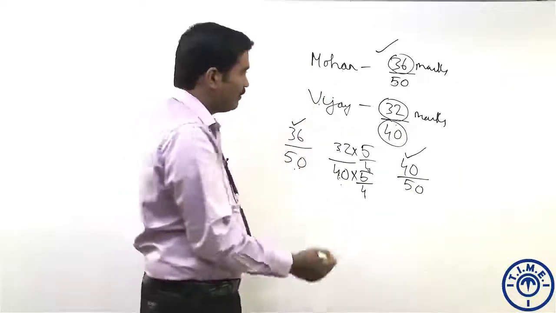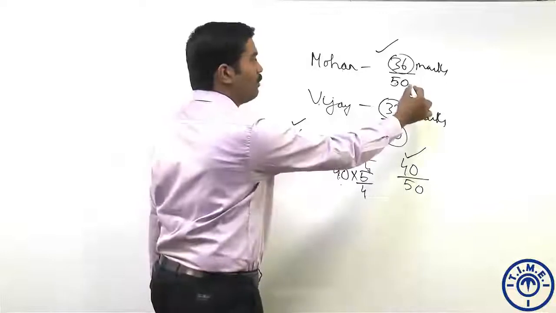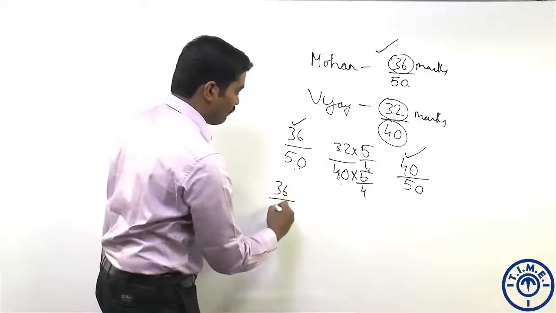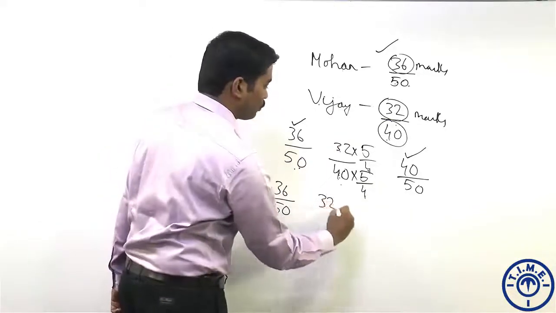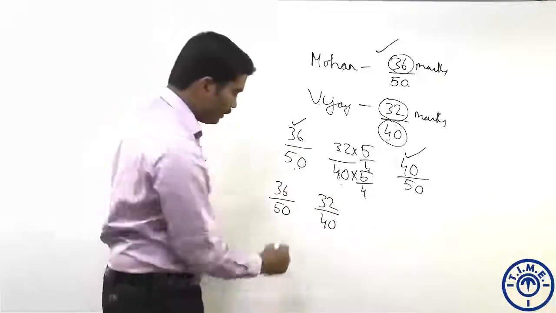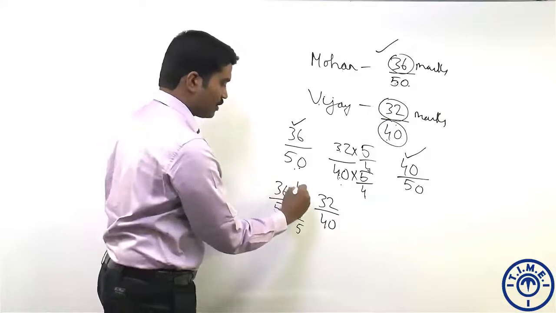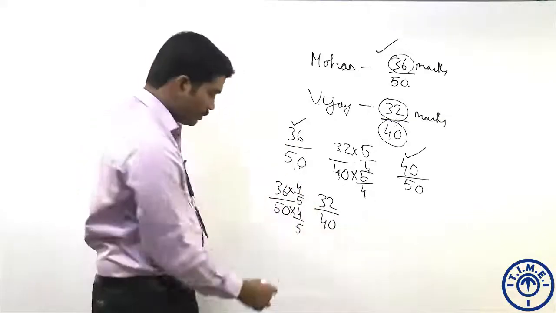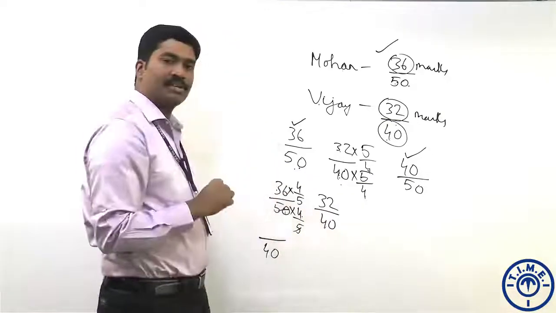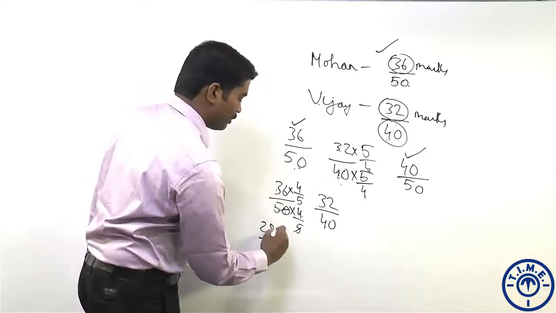The other way could be, while we took Vijay's 40 mark question paper to a 50 mark question paper, we could have also brought down Mohan's 50 mark question paper to a 40 mark question paper, right? So Mohan got 36 out of 50 and Vijay got 32 out of 40. So how would Mohan have performed in a 40 mark question paper? We can multiply 50 by 4 by 5. Similarly, this by 4 by 5, right? So this is 10 5s are 50, 10 4s are 40, 36 4s are 144, 144 by 5, that would be 28.8.